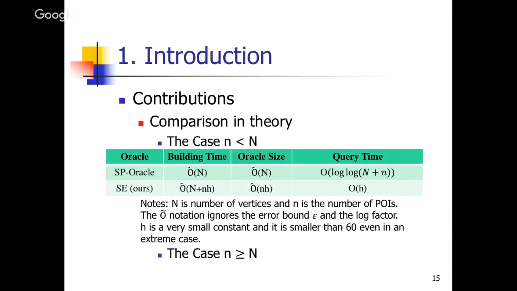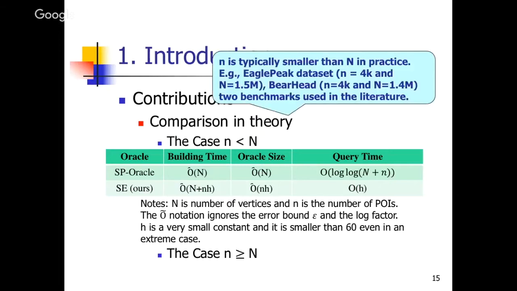So let me compare the state-of-the-art SP oracle with our oracle in theory. We consider two cases. Case one is that small n is less than big N. And one thing I want to show is that small n is typically much smaller than big N in practice. So for example, in the Eagle Peak data set, small n is equal to 4K and big N is equal to 1.4 million. And in the Bear Head data set, small n is equal to 4K and big N is equal to 1.4 million. There are two benchmarks used in the literature.